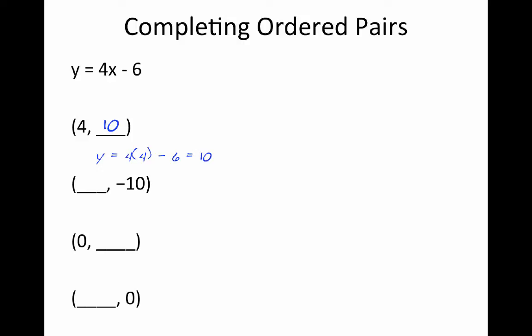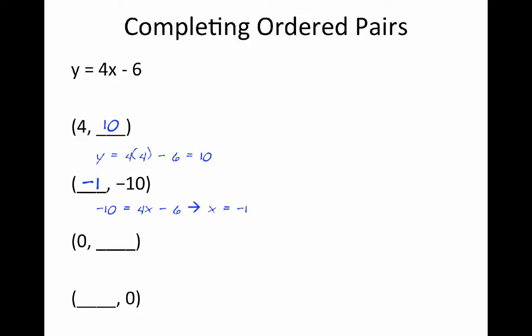Next ordered pair, we're given the value of y is negative 10. So if we plug negative 10 in for y and then solve for x, we're going to add 6 to both sides. That means we'll have negative 4 is equal to 4x. Divide both sides by 4, we get x is equal to negative 1. The value of negative 1 is the value for x.